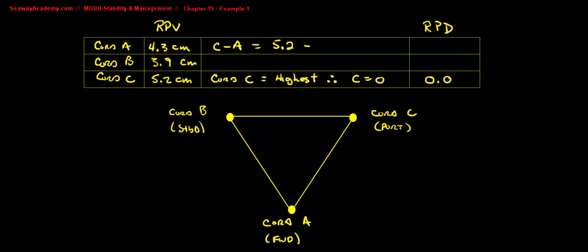So to get the RPD for chord A, it's 5.2 minus our reading, 4.3. So we get 0.9. So the RPD is 0.9. For chord B, again, chord C is the reference. So 5.2 minus 3.9, we get 1.3. So our RPD for chord B is 1.3.